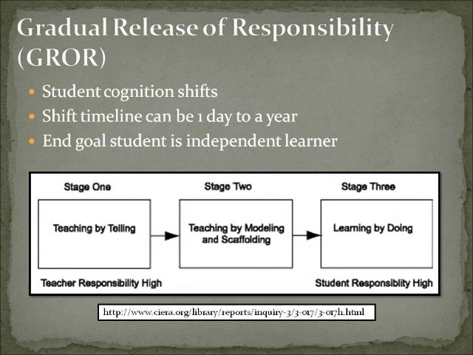In the gradual release of responsibility, or GRR model, the student cognition shifts from being the responsibility of the teacher to being the responsibility of the student. The teacher starts by teaching by telling, then shifts to scaffolding and modeling, and then shifts to the student's learning by doing. This timeline for the shift can take place over the course of a lesson or even the course of a year. The end goal of the gradual release of responsibility model is for the student to be an independent learner.